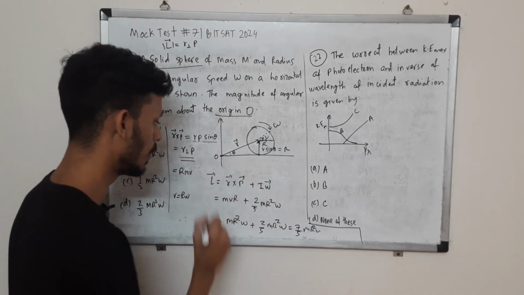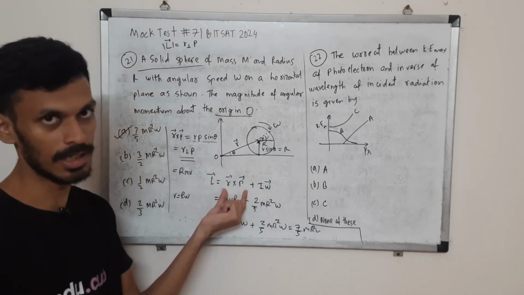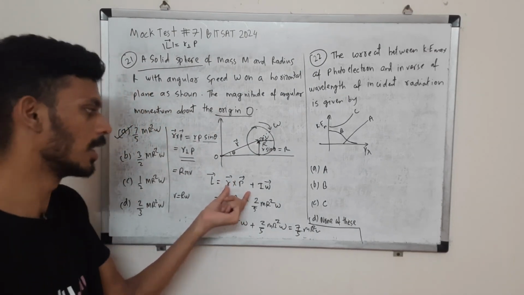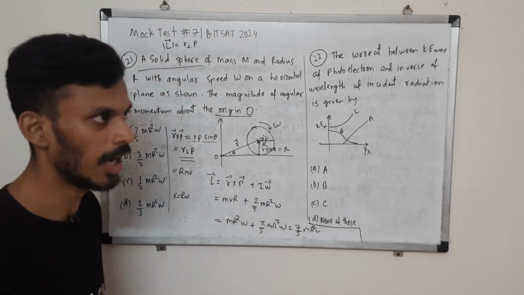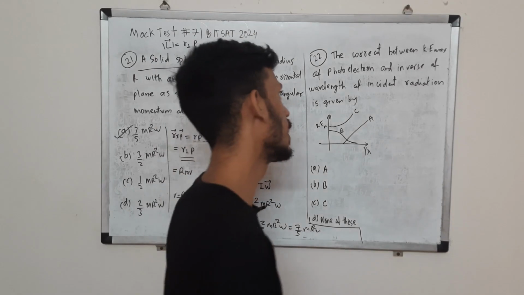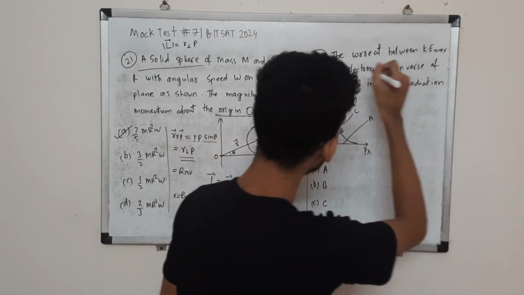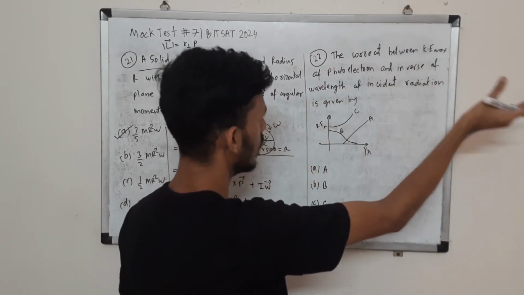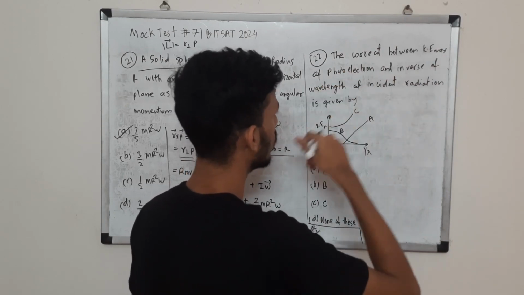So angular momentum will be r cross p due to translational momentum, which is your linear momentum, plus the angular component, which is I omega, right? Let's come to this one. We are supposed to guess the correct graph between kinetic energy of a photoelectron, basically in a photoelectric effect, and the inverse of a wavelength.